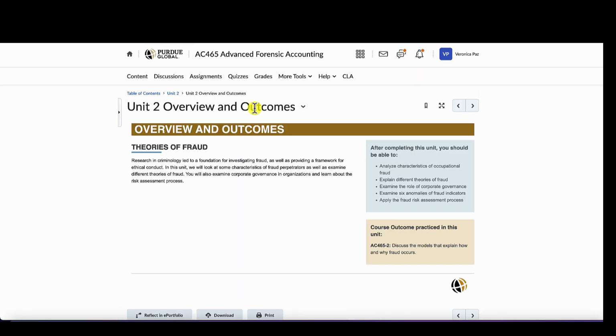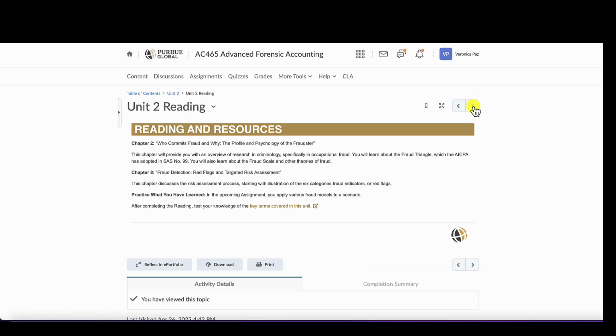So research in criminology has led us to have a foundation for investigating fraud and provides us a framework for ethical conduct. So you're going to look at some characteristics of fraud perpetrators, theories of fraud, some corporate governance in organizations, and you're also going to learn about the risk assessment process throughout this unit.